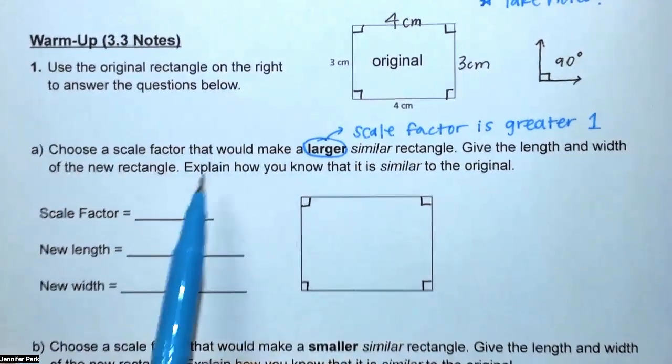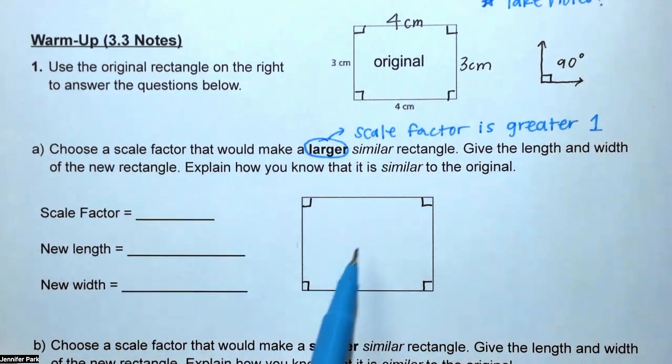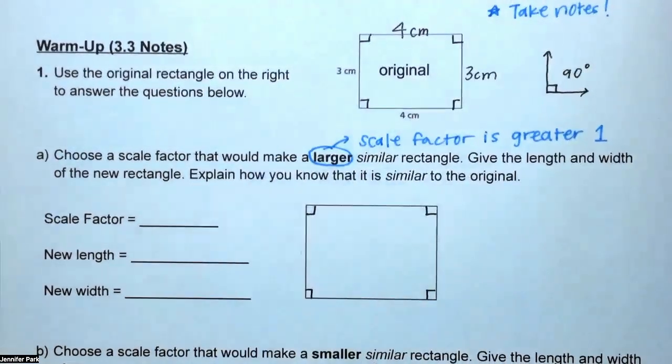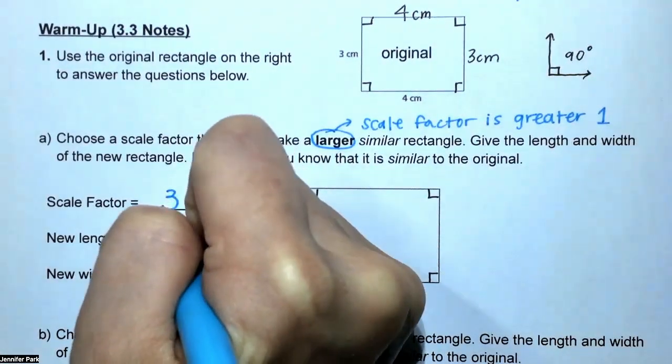And then, given your scale factor, find the length and the width of the new rectangle. At the end, you do have to explain in words how you know that this new rectangle is similar to the original one. So I am going to choose a scale factor of 3.